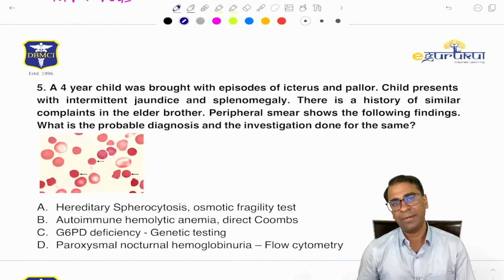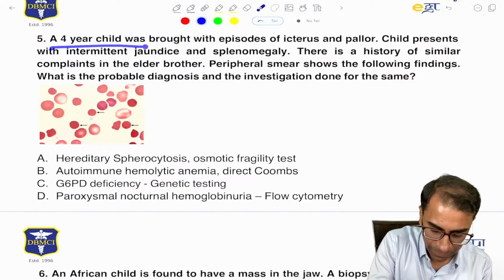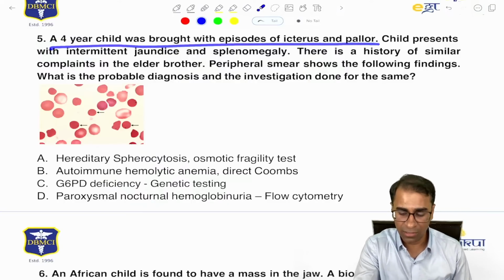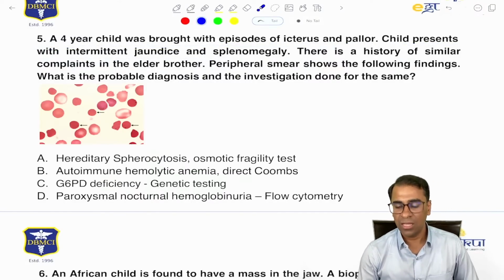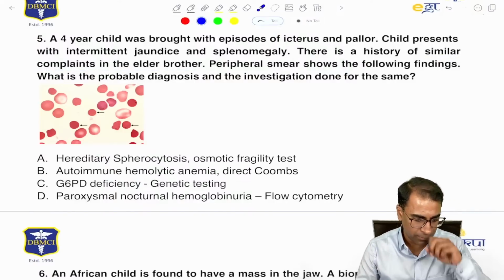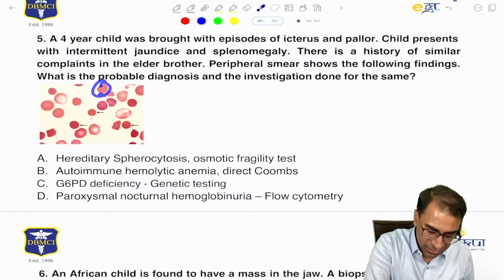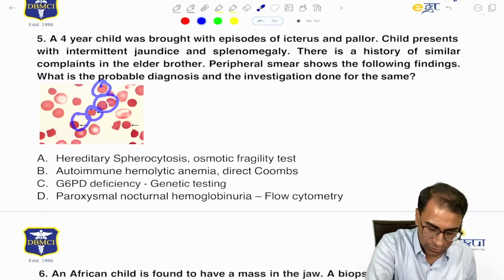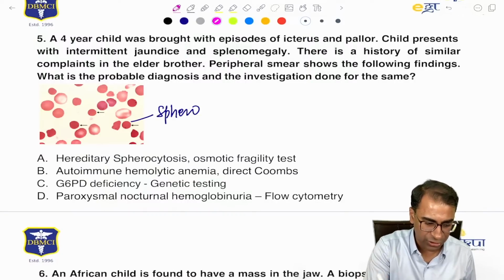This was also a NEET PG 23 question. So this question pointed towards a 4-year-old child brought with an episode of icterus and pallor. Child presents with intermittent jaundice and splenomegaly and a history of similar complaints in the elder brother. Peripheral smear finding shows this one. What are these? These are all spherocytes, right? They're spherocytes.